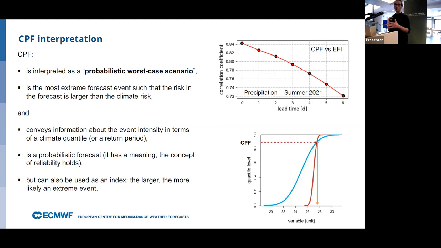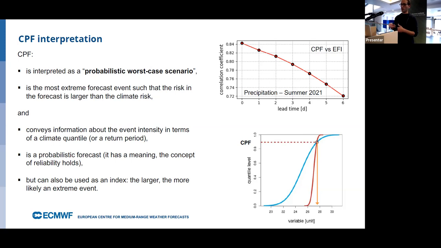This intersection point between unconditional and conditional CDFs. One way to put it is to say it's a probabilistic worst case scenario. Does it make sense? If you want to build a bit on this, we can say that the CPF is the most extreme forecast event, such that the risk for this event is higher in the forecast than in the climatology. Right? I might need to pause here, so you have time to think about the implication of this concept.